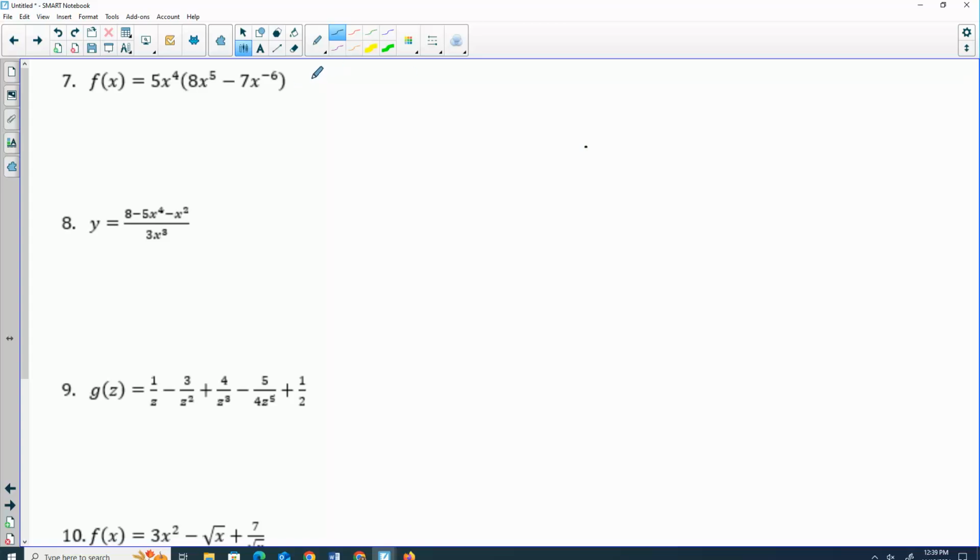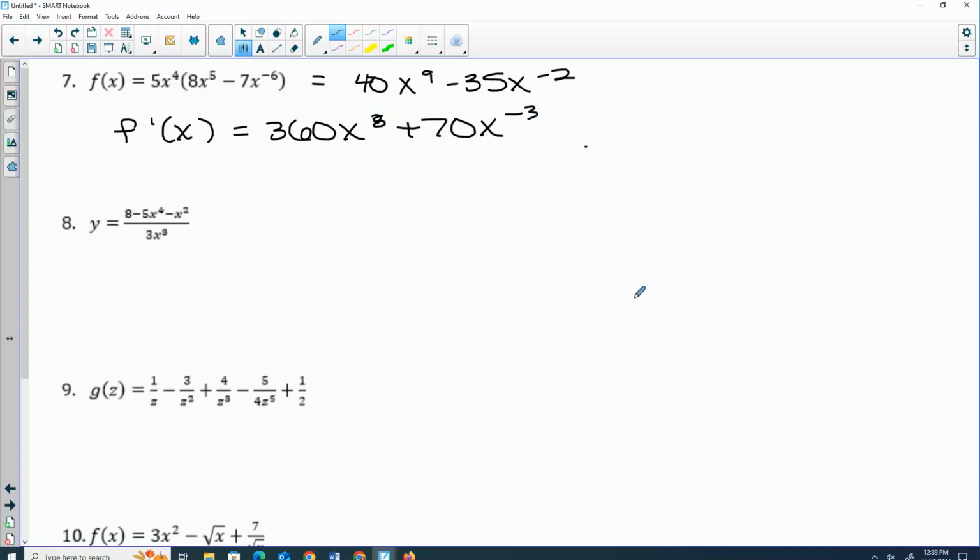Number 7, I would 100% simplify this first. You don't have to, you could do the derivative. But if you multiply it out first, it becomes a very easy problem because you get 40x to the 9th minus 35x to the negative 2. And then label your derivative. So we get 360x to the 8th plus 70x to the negative 3. So if you simplify it first, it's a little bit easier than product rule, but doesn't require it.